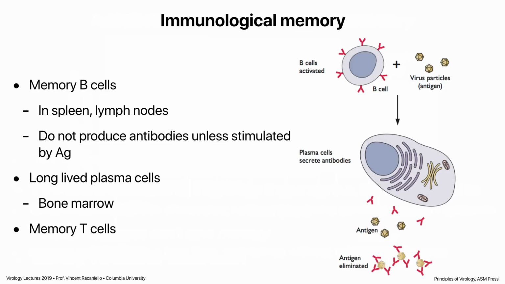And there are also memory T cells. Same idea, that you have selected out certain T cells that are specific for viral epitopes. There's no need to go through the whole selection process again. All you need to do is amplify them, and that is a memory T cell.